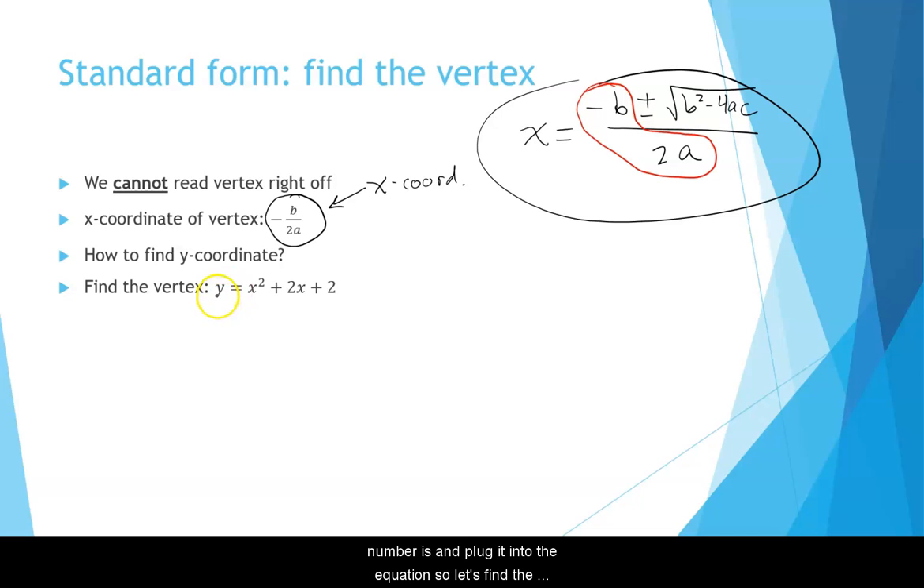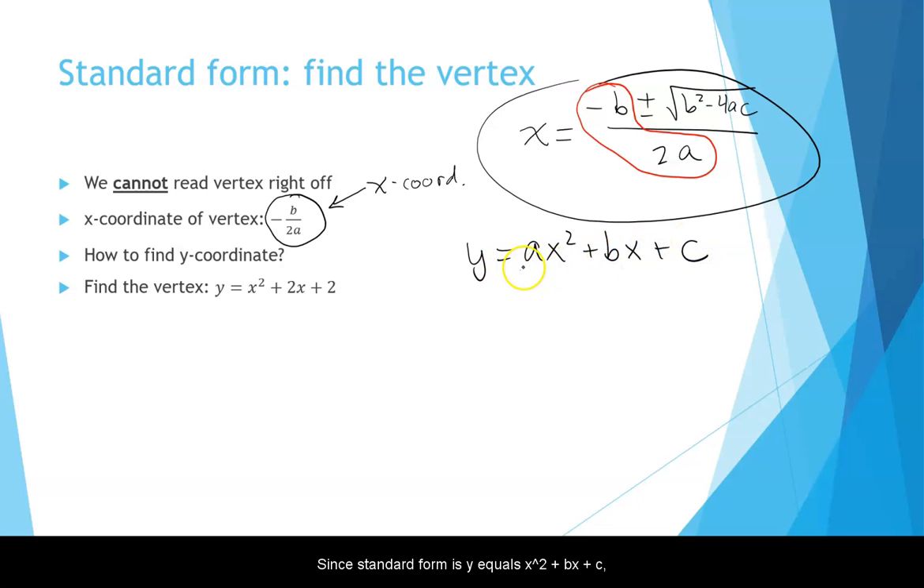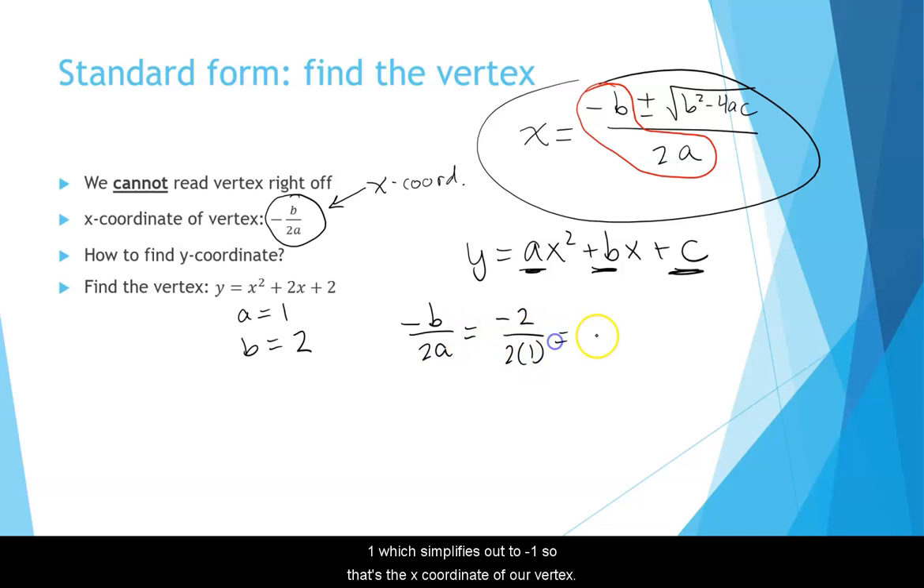So let's find the vertex of y equals x squared plus 2x plus 2. The a and b come from the coefficients in standard form. Since standard form is y equals ax squared plus bx plus c, we're working with those a's and b's to find the vertex. In this case, a equals 1, b equals 2, and c also equals 2. So negative b over 2a becomes negative 2 over 2 times 1, which simplifies to negative 1. So that's the x-coordinate of our vertex.